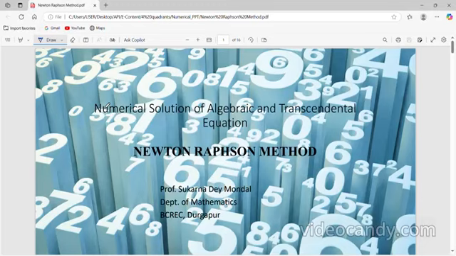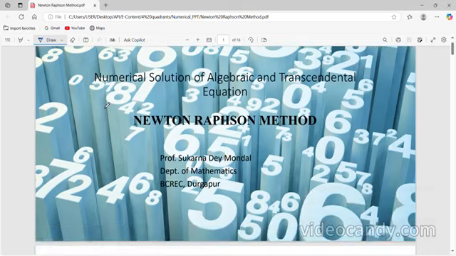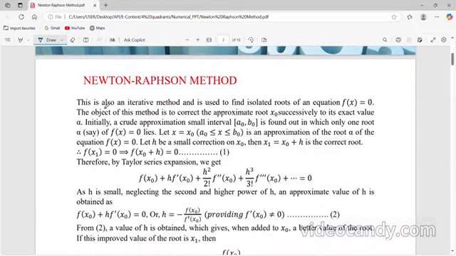Hello everyone. Today we will start numerical solution of algebraic and transcendental equations. So in this chapter we will discuss today the Newton-Raphson method. So first is introduction. What is the Newton-Raphson method?